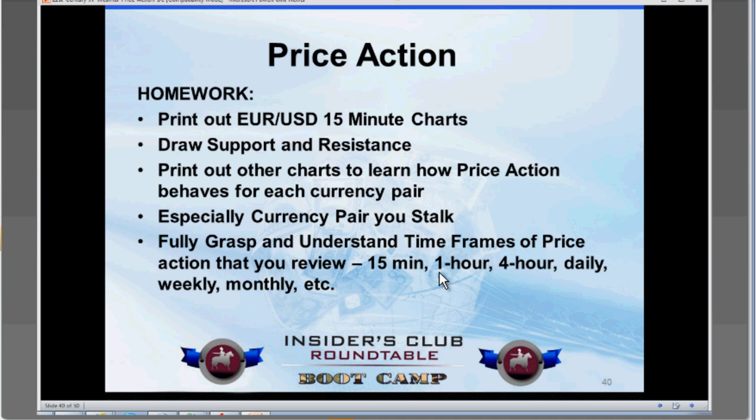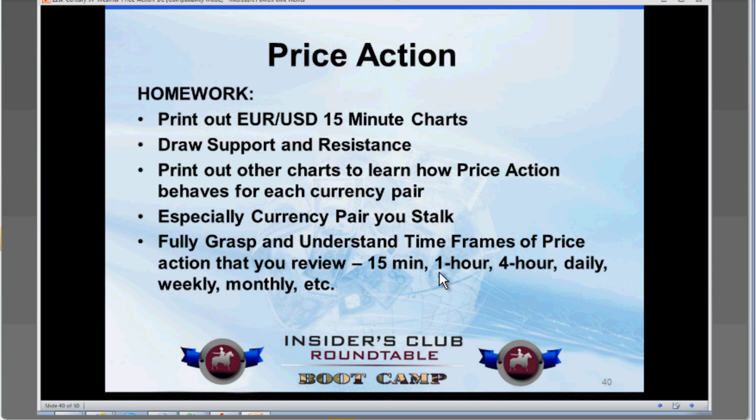So here's your homework. You print out a Euro-US 15-minute chart on your platform. You strip it down. You start drawing support and resistance lines. You print out other charts to learn how price action behaves for each currency pair. Especially, you're going to pick one pair that you're going to learn everything about. We call it stalking a currency pair. When you stalk a currency pair, you're learning everything you can about that country. If it's pound-dollar, you're going to learn everything about England, everything about the U.S., news. And eventually, you're going to get good at trading this pair.